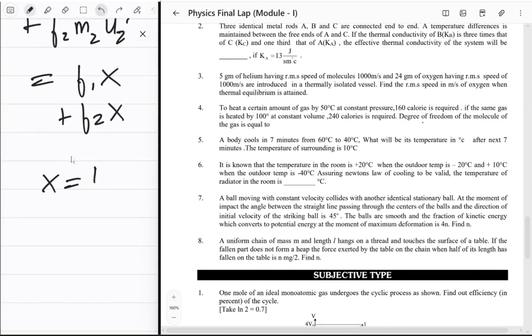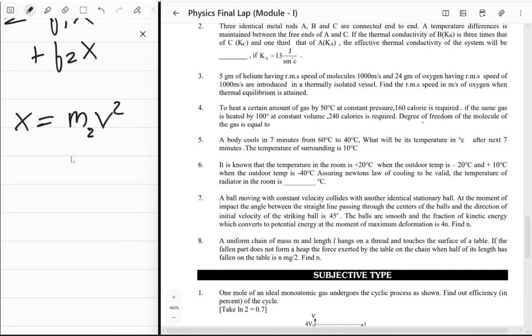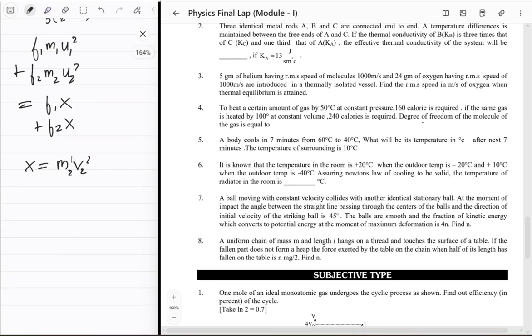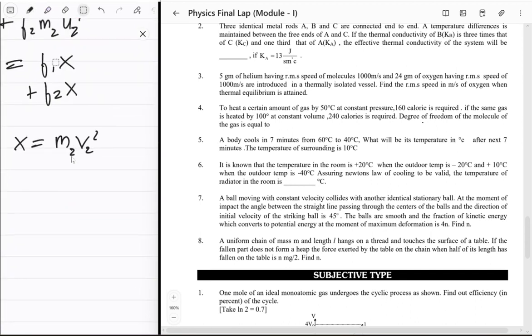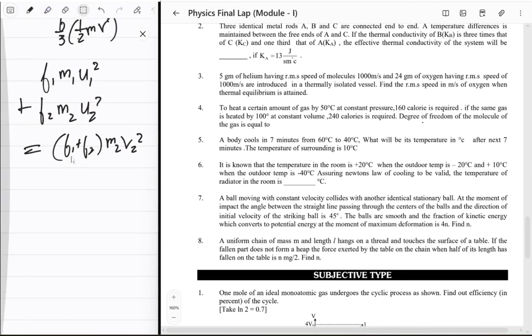It's not half, sorry. It's equal to the mass of oxygen, which I'm calling m2, times v squared, right? And once you figure out v2 squared, once you figure out what x is, you can figure this out. Cool, right? So let me directly put this in place of x. So it's f1 plus f2 times m2 v2 squared. And you just have to figure out what v2 is and then you'll be done. No big deal. Let's do it.